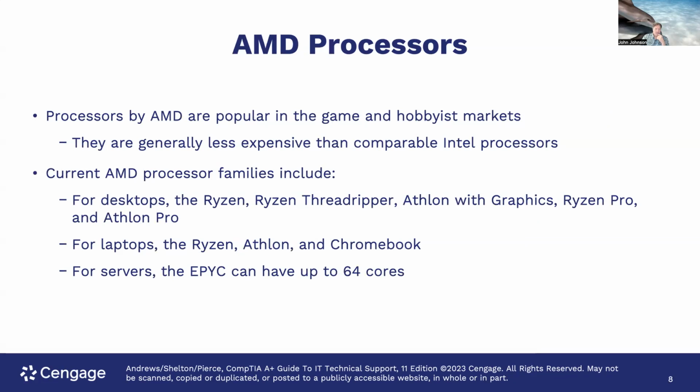The current AMD processor family includes, and if you're a gamer, you'll recognize most of these, for desktops, the Ryzen Threadripper, the Athlon with graphics, Ryzen Pro, and Athlon Pro. Some of these have been around for a long time. The Ryzen's been around for a while, but the Athlons go back quite some time, over a decade, maybe even two. For laptops, you've got the Ryzen, the Athlon, the Chromebook, and for servers, you've got the Epyc, and that can have up to 64 cores. So think really high end.